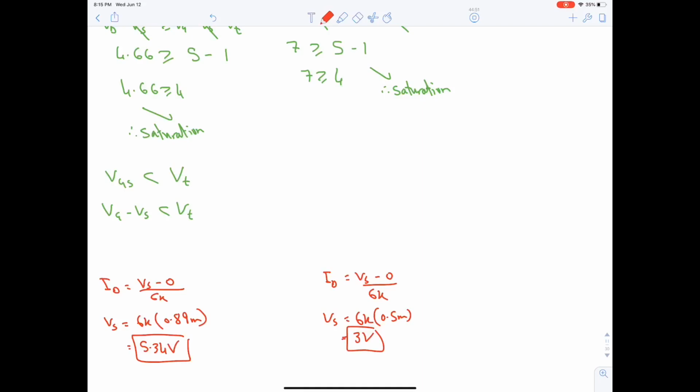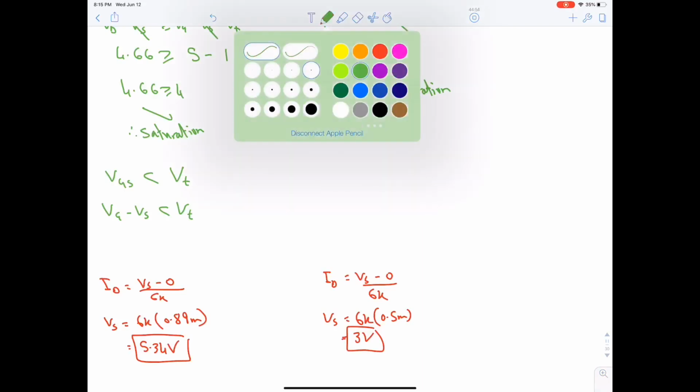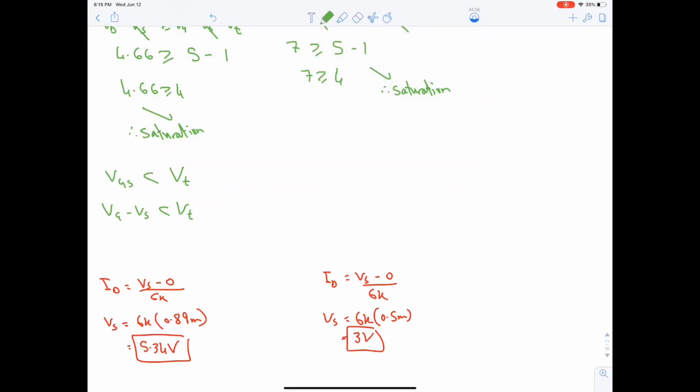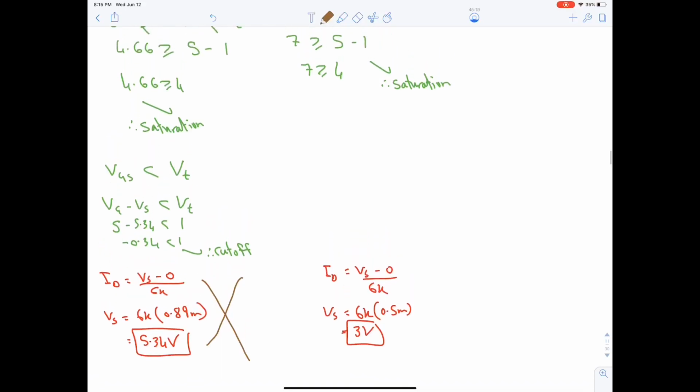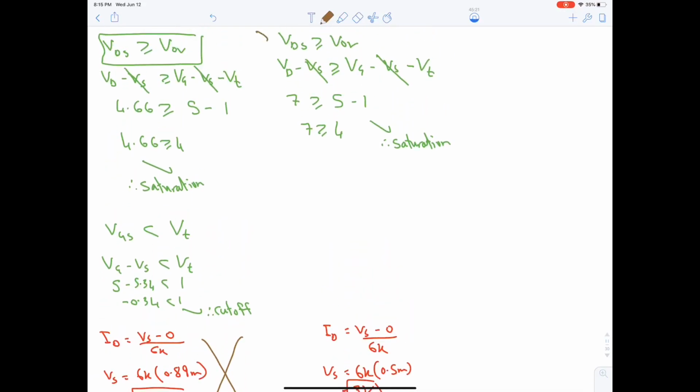Okay, now let's complete the cutoff check. VG is 5 minus 5.34, is it less than Vt, which is 1? Minus 0.34, is it less than 1? Yes, it is less than 1, therefore cut off. So is this our number? No, it's not our number because it appears to be cut off. It's cut off, therefore not saturation. Okay, we want it to be saturation. So if it's saturation, it should not be cut off.